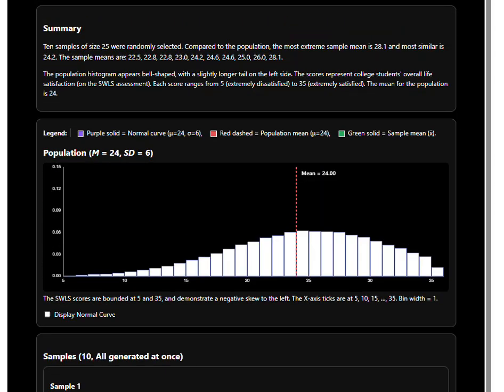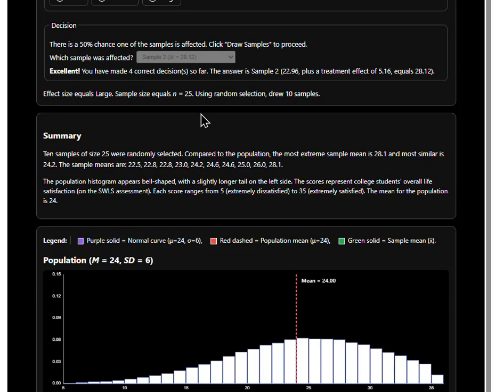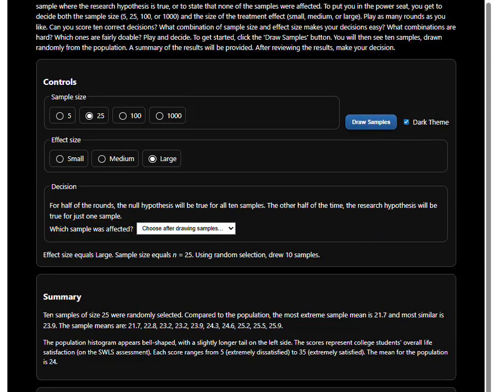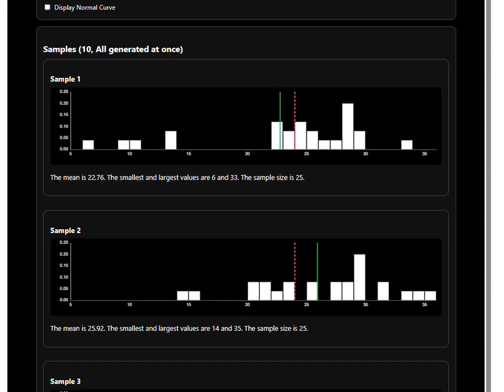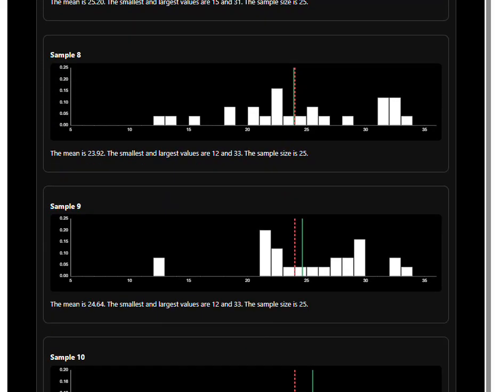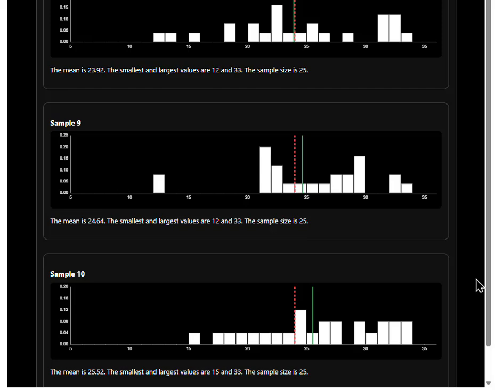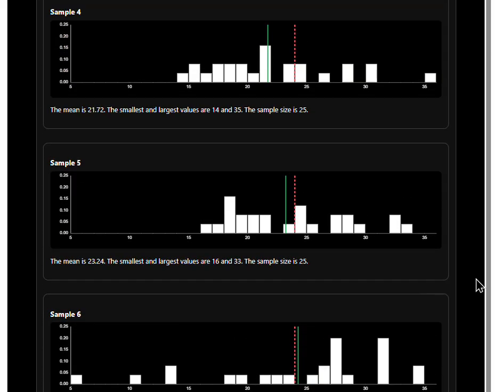Let's go with that. And I wish that if we kept doing it, we'd always be scoring right. And in this case, we did. But when you do this often enough, sometimes it gets confusing. Like this set of 10 is more confusing. I mean, this difference between what the null hypothesis says it should be at 24 and what our sample mean is at 25.52, that's probably just random variation.